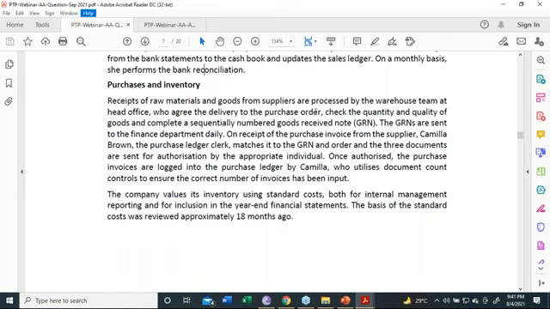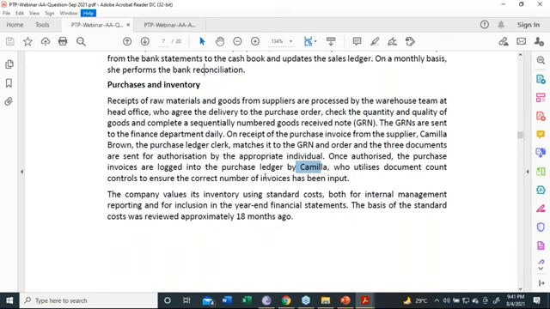Okay, the good receive notes. On receipt of purchase invoice from the supplier, Camilla Brown, the purchase ledger clerk, matches it to GRN and order, and 3 documents are sent to authorization by the appropriate individual. Once authorized, the purchase invoices are logged into the purchase ledger by Camilla, who utilizes the document count controls to ensure the correct number of invoices has been input.